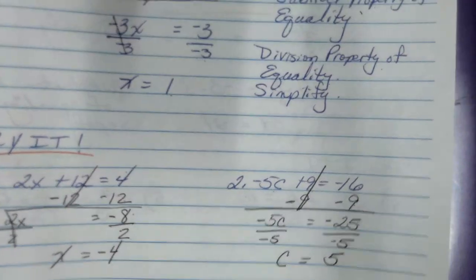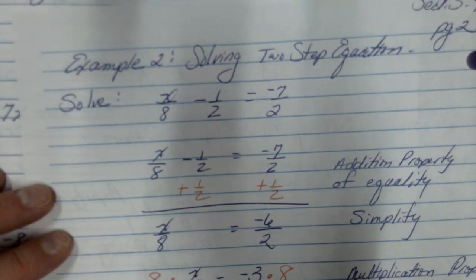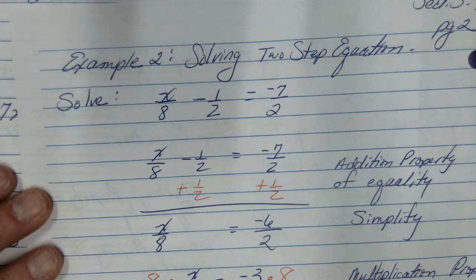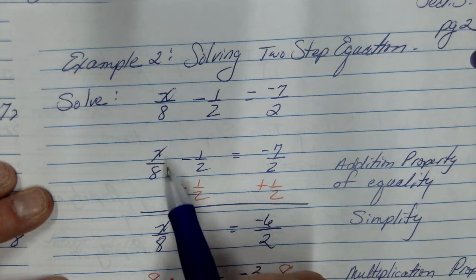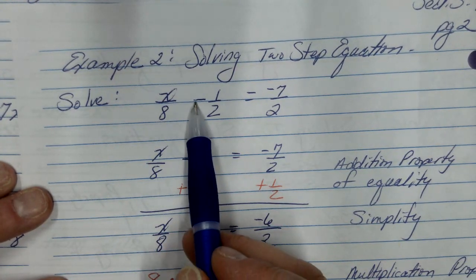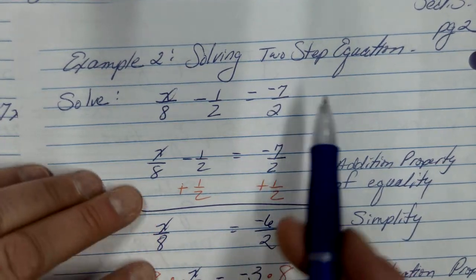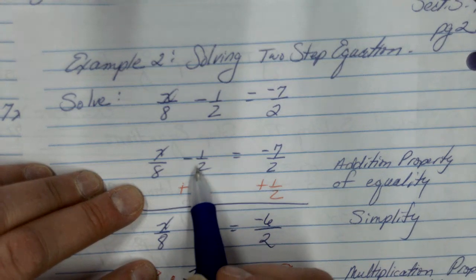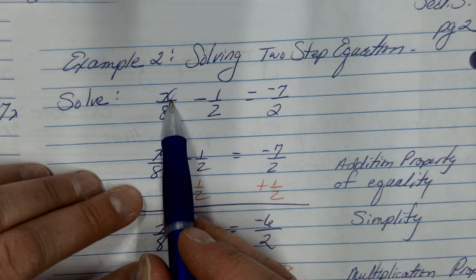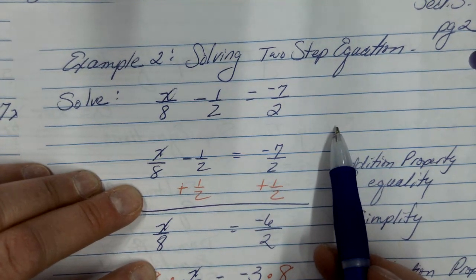Continuing on, we have example 2, solving two-step problems. This involves rational numbers. Okay, so we have x over 8, or divided by 8, minus 1/2 equals negative 7/2. So in this case, we're going to isolate the x, leave it on the left-hand side, and move all the numbers to the right-hand side.